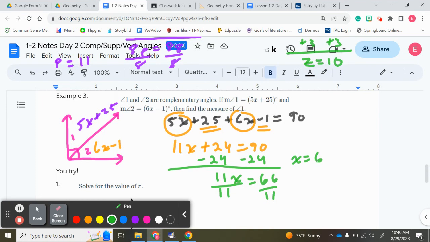What do you guys think? Who says, yep, that's it, I'm done, moving on? Who says, nope, we got to do something else? A few people. Okay, good. Yeah, we have to do something else.